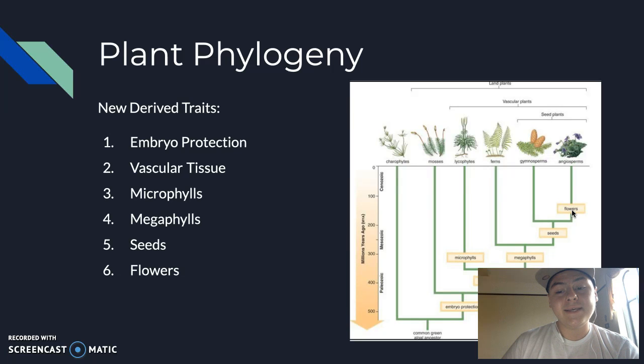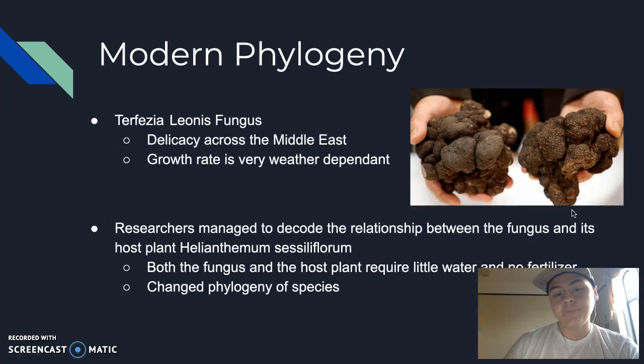Then we go into seeds, which would be very, very helpful to help move the pollen and move the sperm around, so it doesn't just have to float around in the water like the moss does. A seed can travel farther too. And then finally, plants develop flowers, which were used to help attract different pollination insects, such as bumblebees and things of that nature. But I want to touch upon some modern phylogeny.